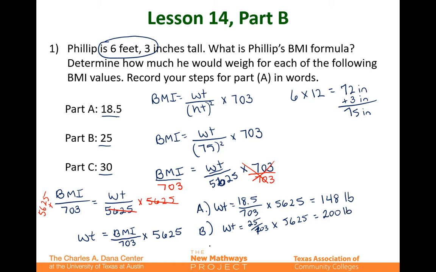All right. How much is obese? Anything over 200, and Philip is getting too heavy to really be considered to have a healthy weight. If he gets up to a BMI of 30, at this point, he's 240 pounds. All right.